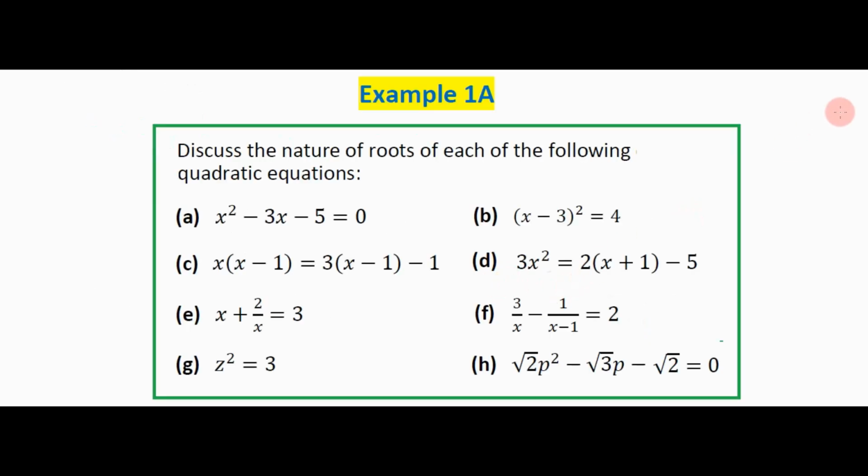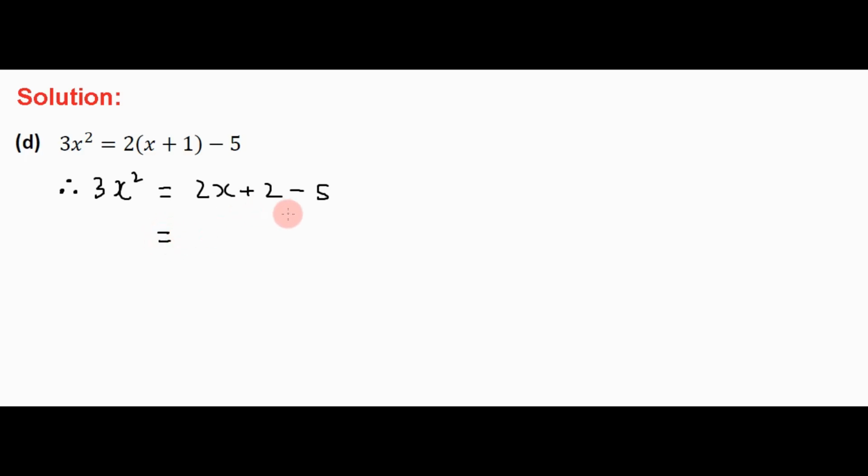Let's look at the fourth equation here. So we have 3x squared equals 2 into x plus 1 less 5. We can start by multiplying the 2 into the brackets on the right hand side. We can add like terms on the right hand side. And now we can bring everything to the left hand side. Now the equation is in standard quadratic form, and we can write down the values of a, b, and c.